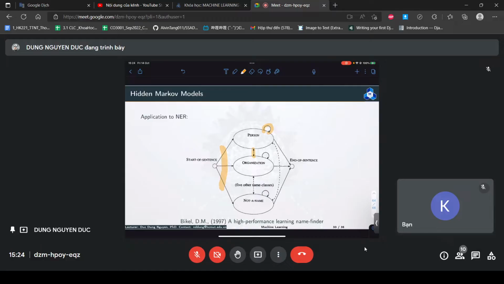And if you don't know, the hidden Markov model has been applied in speech recognition for a long time. Before some deep models appeared, the hidden Markov model was used for speech recognition, and it did a good job in that.